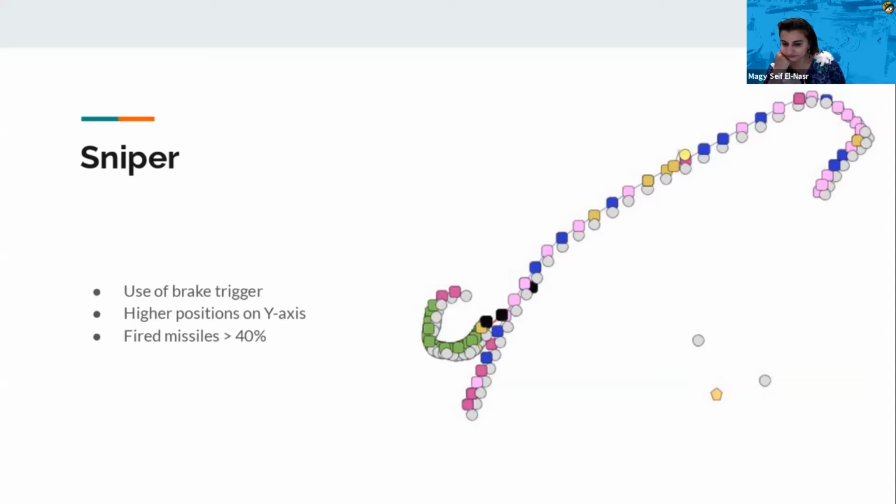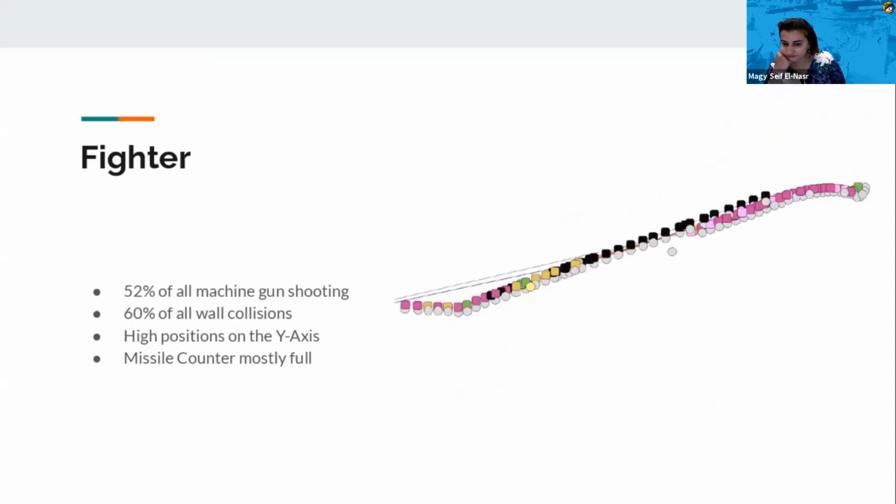The fighter contains 52% of all machine gun shooting, which is the most common weapon. It is also predominant in high y-axis positions, and players usually are full of missiles during this behavior. It also contains 60% of all the collisions. In the figure, both players are facing each other. The pink nodes represent the moment where they belong to the fighter profile, shooting at each other.